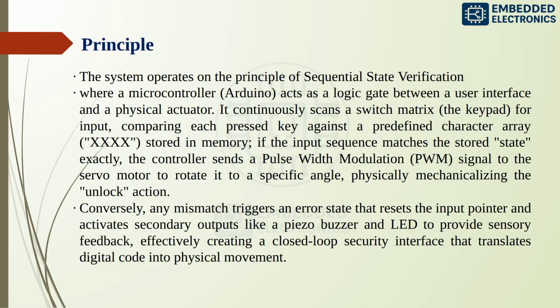If the input sequence matches the stored state exactly, the controller sends a PWM signal to the servo motor to rotate it to a specific angle, physically mechanizing the unlock action. If there is any mismatch, it triggers an error state that resets the input pointer and activates secondary outputs like a piezo buzzer and LED to provide sensory feedback. So effectively creating a closed loop security interface that translates digital code into physical movement.